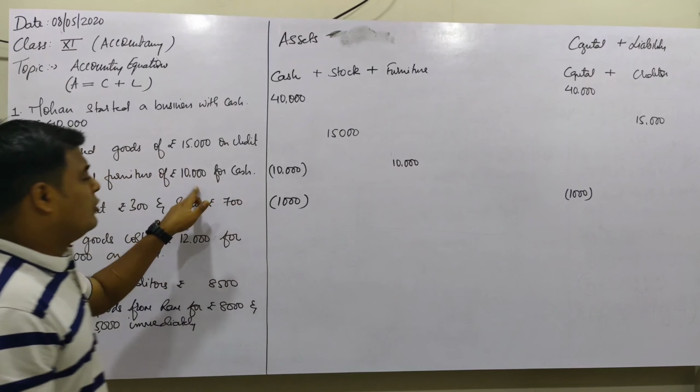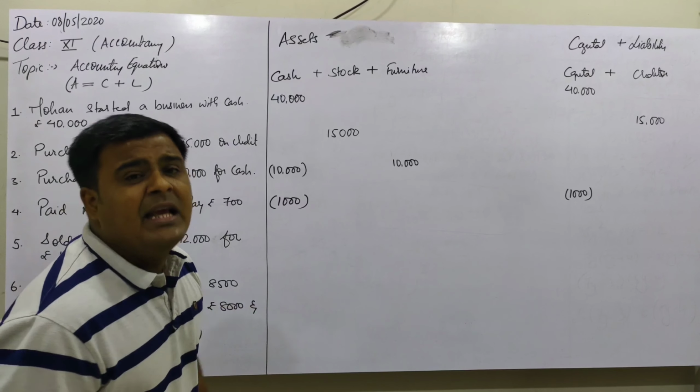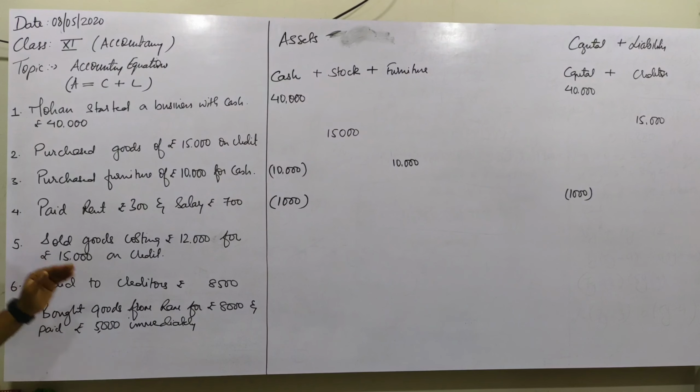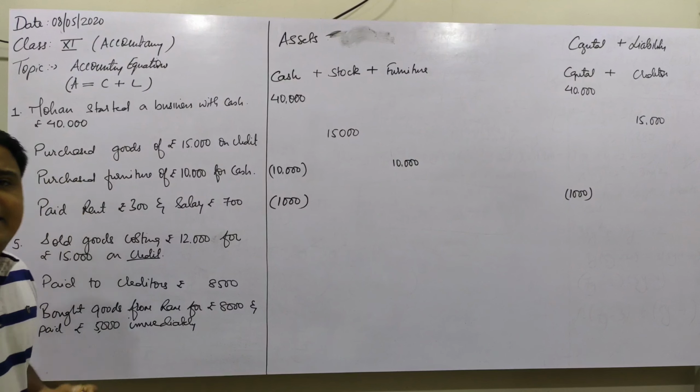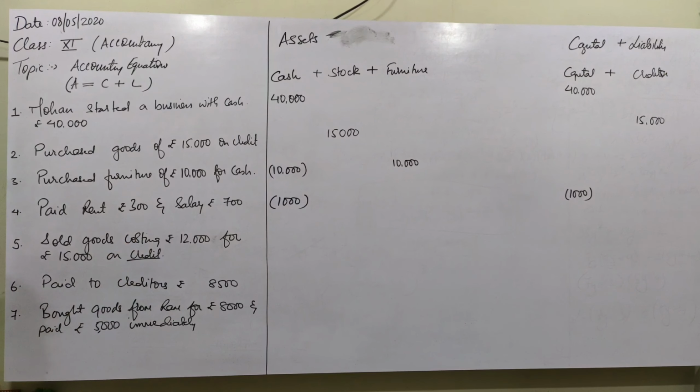So this transaction also satisfies the accounting equation. Let us see the next transaction. Sold goods costing rupees 12,000 for rupees 15,000 on credit. Remember children, cash is not involved. This is a credit transaction.